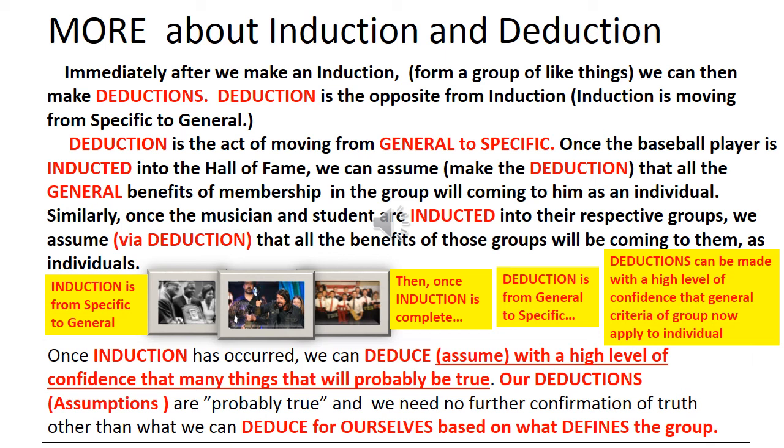Then you can immediately make deductions about all the attributes that you've assigned to the group now applied to the newest individual. So if you have a thingamajig, last night we didn't know what it was, but if you did research and determined it was a car, immediately you could make the deduction that that car has to have all the same parts as every other car.